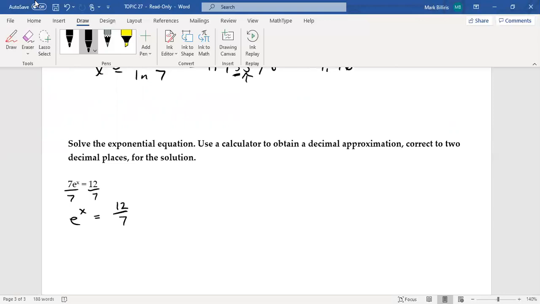Next, I'm going to apply the natural log to both sides. And again, remember, when I take the natural log of base e, since the bases are the same, my answer is just the exponent. So when I take the natural log of e to the x, my answer is x. So x would equal the natural log of 12/7. Again, on your calculator, you're going to figure out what the natural log of 12/7 is.